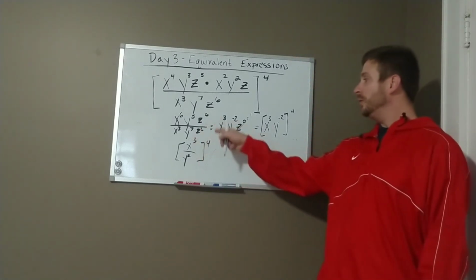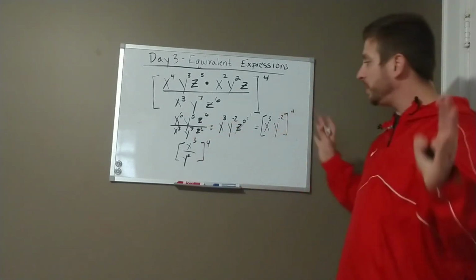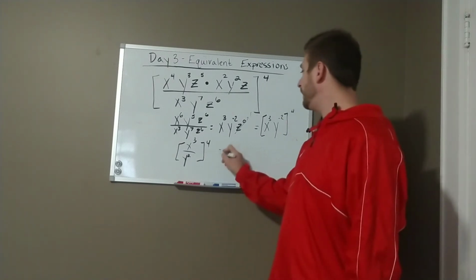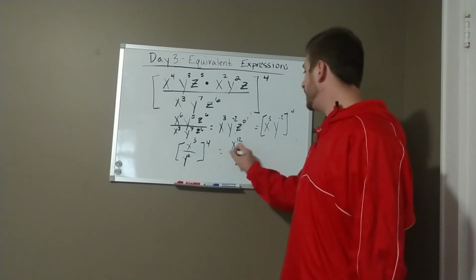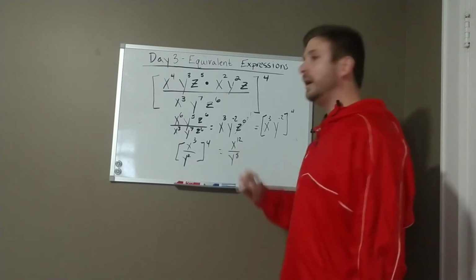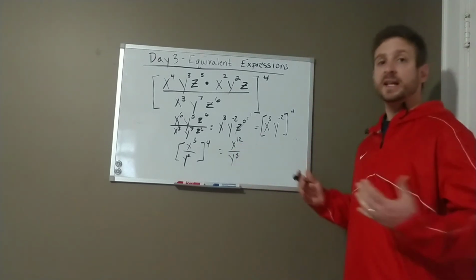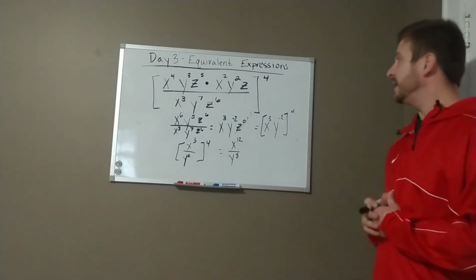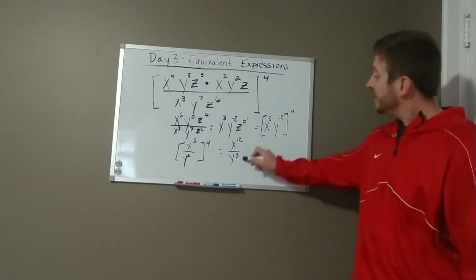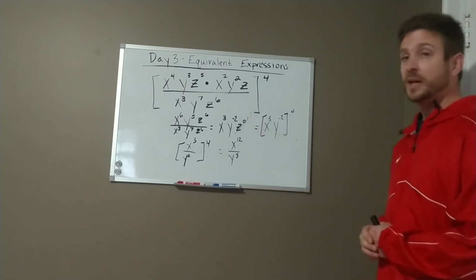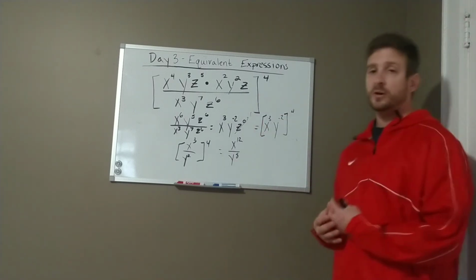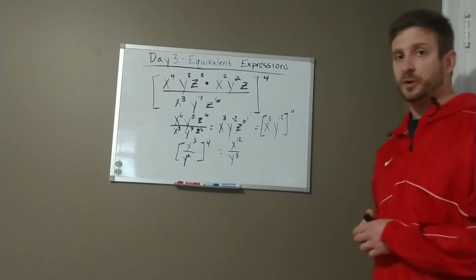And a power to a power, multiply. So 3 times 4 is x to the 12th. 2 times 4 is 8, right there. And so that's how we do this. That's working through a question. This is a much more simple way of writing this expression. And so working through the song teaches us the properties of exponents.